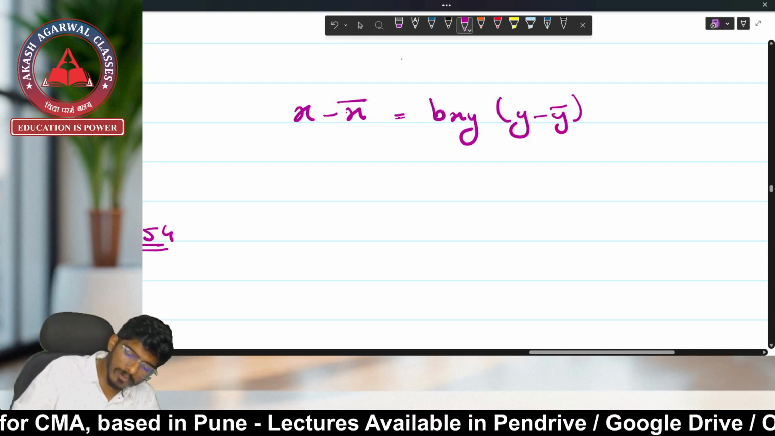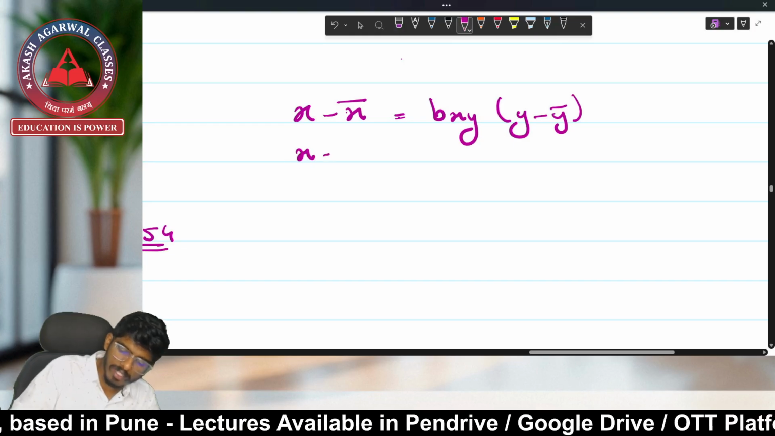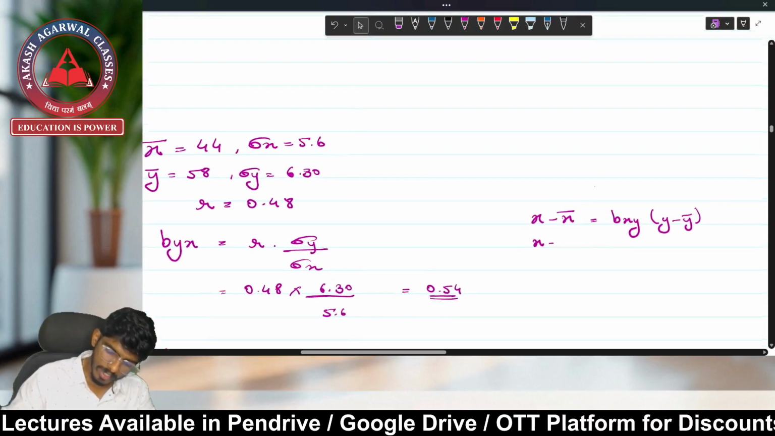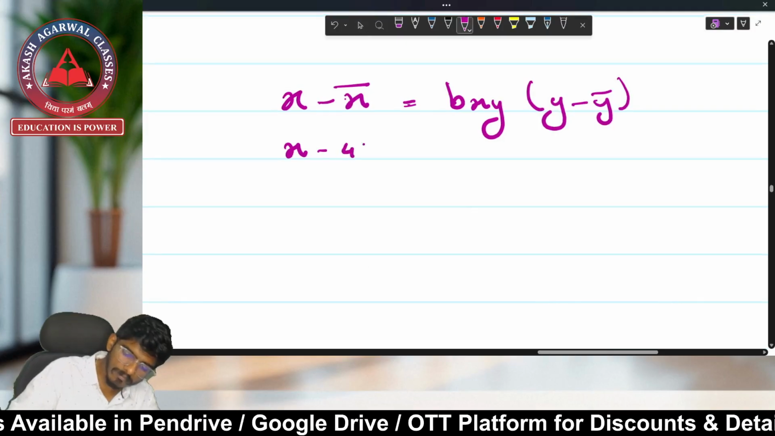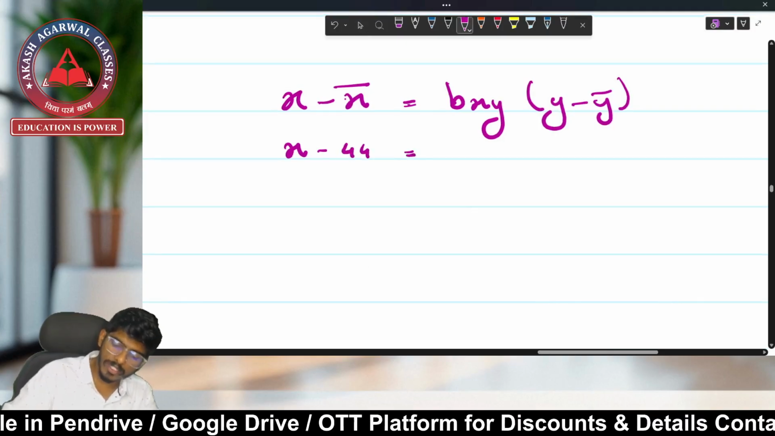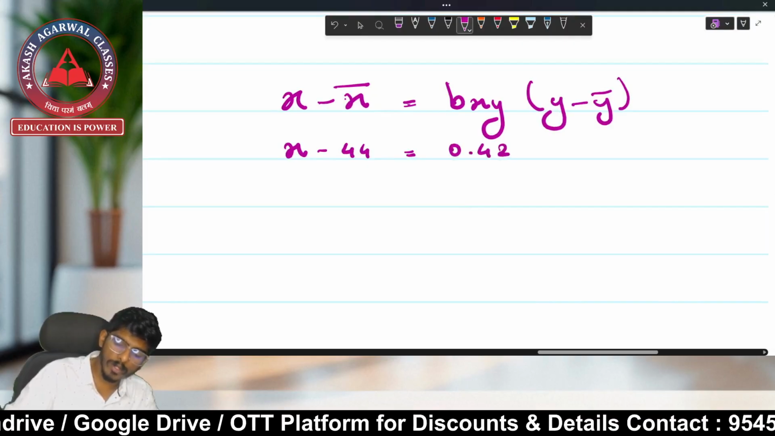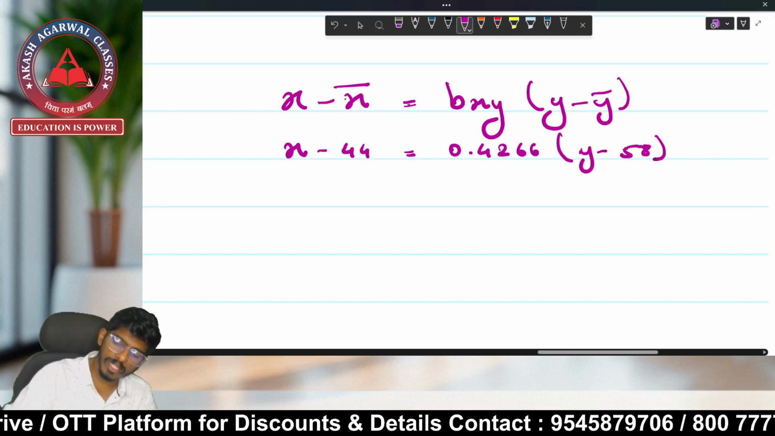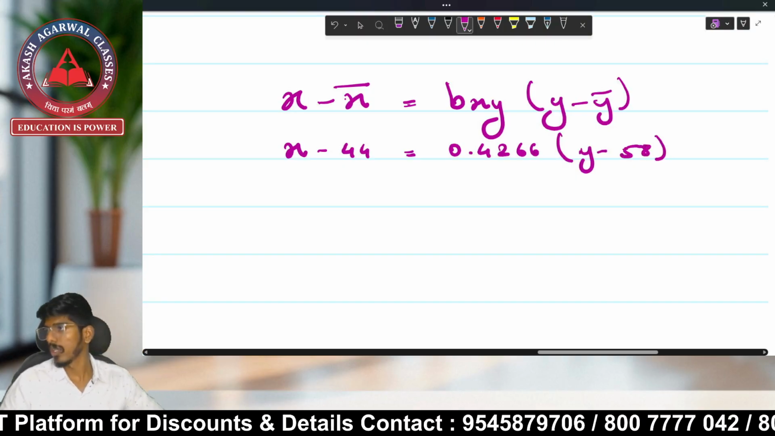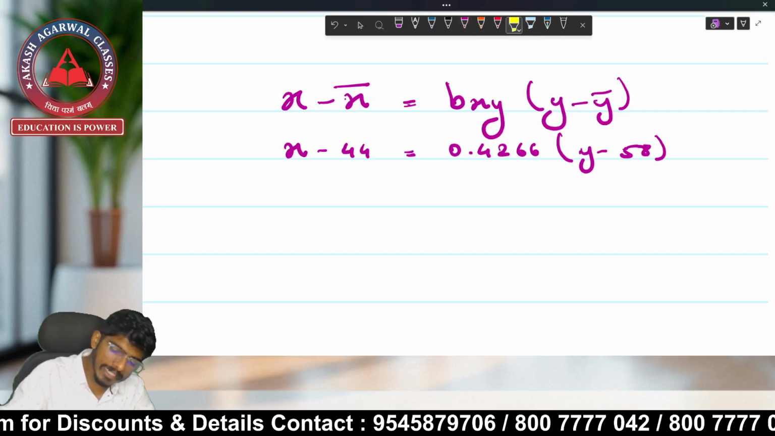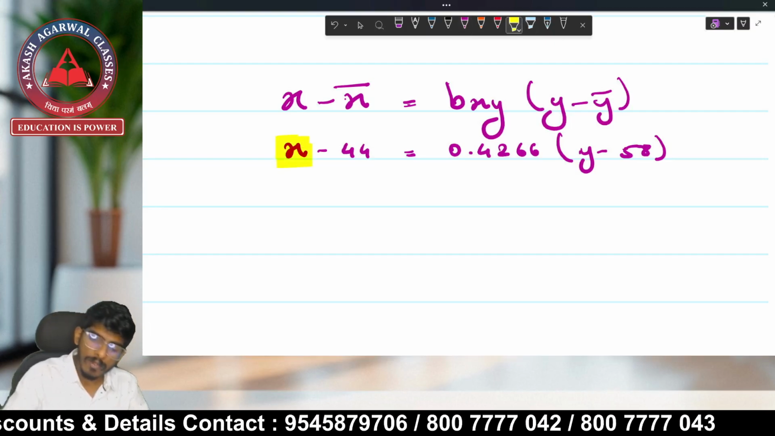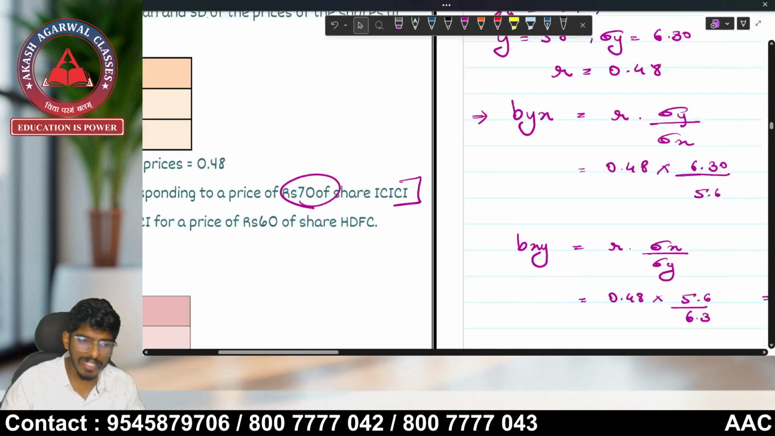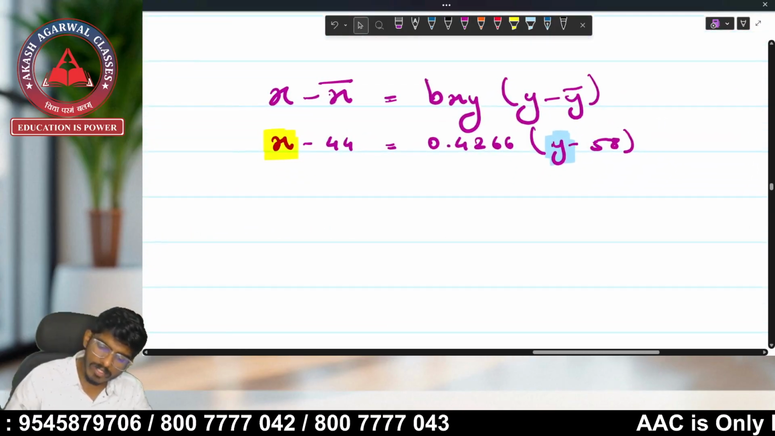So my X bar, they have given us X bar's value. How much is the X bar's value? X bar is 44. What did we calculate for BXY? The calculation of BXY was 0.4266. Y minus, what is Y bar's value? 58. Now when you solve this, you want X's value. They have told you that the share of ICICI is 70. So we are going to substitute that in for Y's value.